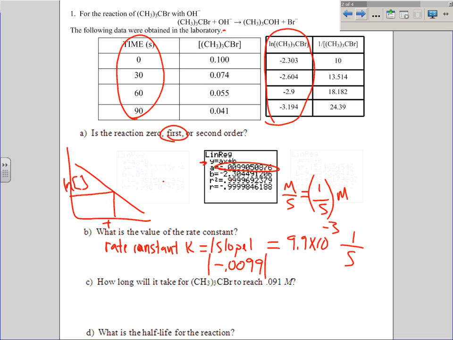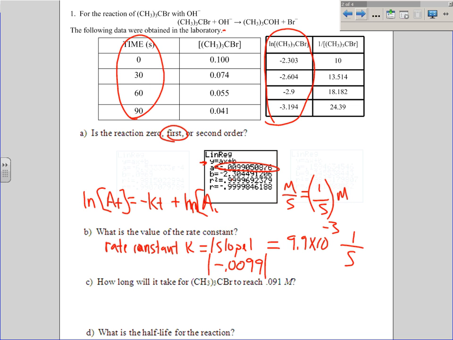Well, I don't really have a graph generated to graphically determine what that would be, and it would be kind of a pain to do one. But if you recall, if we know this is first order, we know it follows this expression. The ln of At is going to equal negative kt plus the ln of A naught. So any first order equation has to follow that.